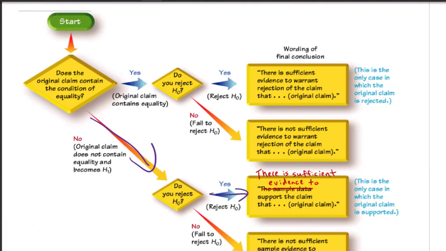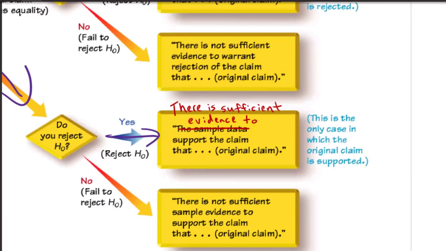Now this is something I would keep in mind here for your homework. They're probably going to have something like this on the homework. Instead of the sample data support, you're probably going to see there is sufficient evidence to support the claim that, and then the rest of it would be, the mean is less than 4 megabytes per second. Okay, maybe you could say the mean of the cell phone data speeds at the airport is less than 4 megabytes per second. Okay, so we'll word it like that when we go back to our problem.